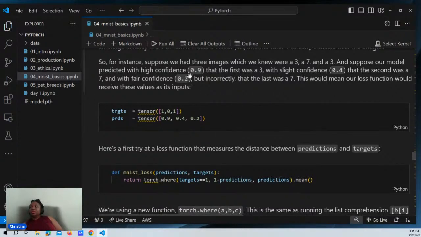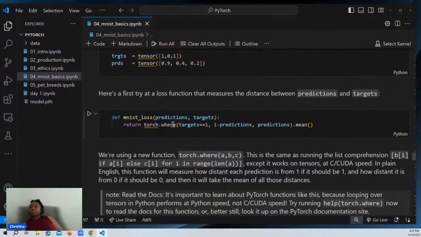So we have a loss function that measures the distance between the prediction and the actual values. And instead of having to run a list comprehension, we can just use the where function to tell us that, which is really cool. It does it for you.